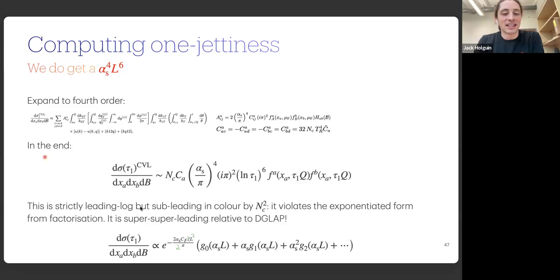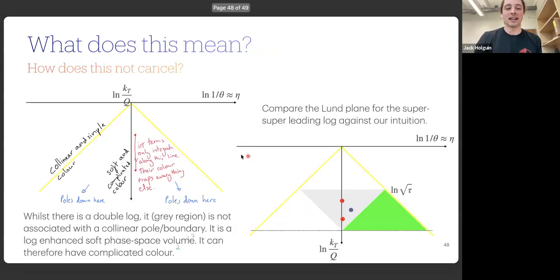But yeah, so this drastically violates our expectation from factorization because it depends exactly on the PDFs, and it depends on the PDFs evaluated at tau times q, not square root tau times q. And it depends on a log to the 6 times alpha s to the 4. So it's not just super leading with respect to DGLAP, as was in the gap between jets case, it's 2 powers enhanced. But it does ask the question though, why does this log not cancel?